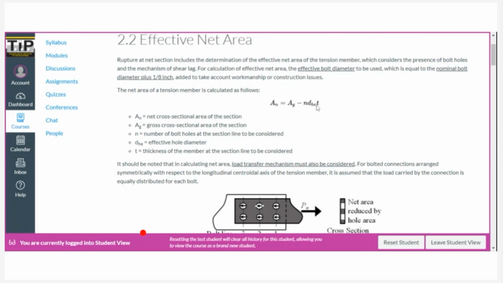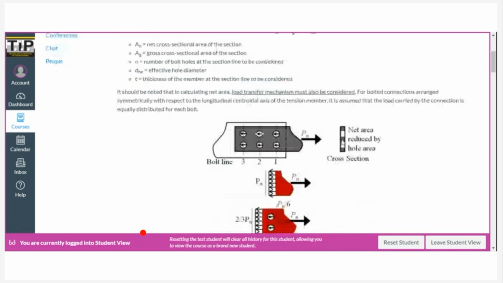Because this one is the hole area, the area occupied by the hole. So the number of holes times the diameter times the thickness, right? This one is the thickness of the member. This one is the effective diameter. So that's where this formula comes from.